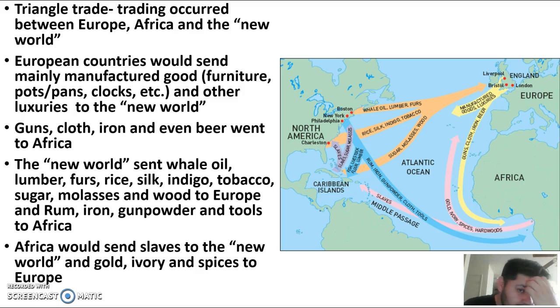Now, the Caribbean islands, they would actually partake in this, even though technically they were part of the New World. They would send to the North Americans slaves, sugar, molasses, because again, that sugar plantation was huge, huge in the Caribbean islands. So that's what they would send to basically the Europeans and North America.